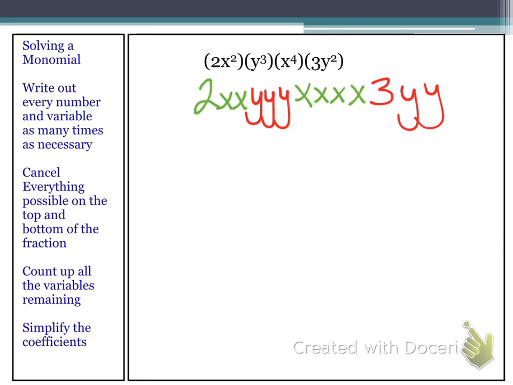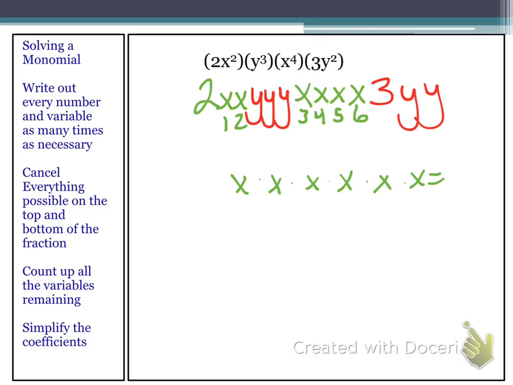Now, next, this isn't an always. This might happen, it might not. But this is really important if you have a fraction: you're going to cancel everything out in the top and the bottom of the fraction. There is no fraction here, so we're going to skip that step. Now I count up all the remaining variables. When I look, I have 1, 2, 3, 4, 5, 6. I am multiplying 6 x's. So x times x times x times x times x times x.